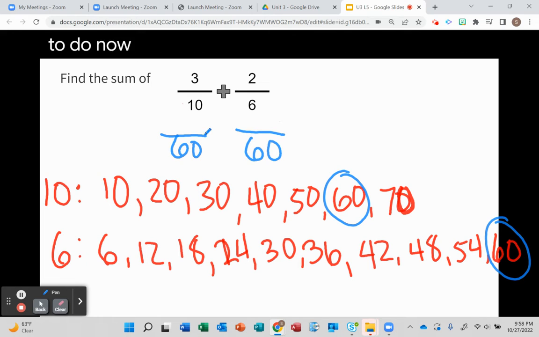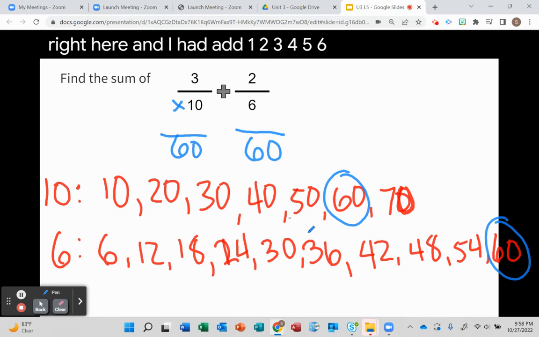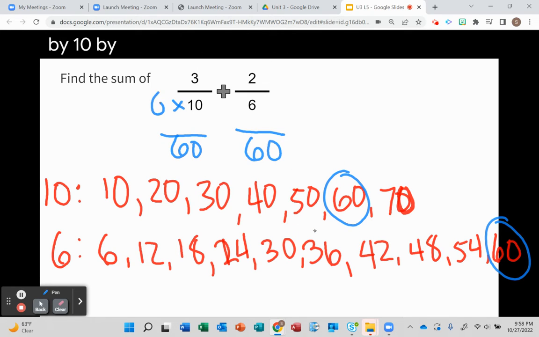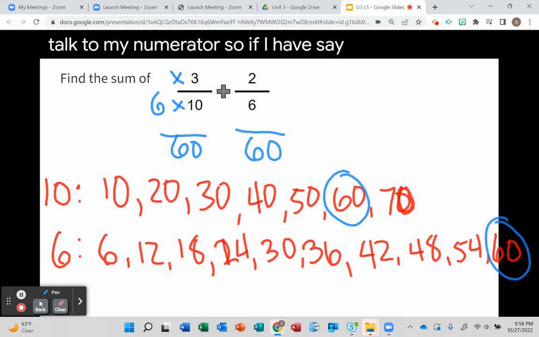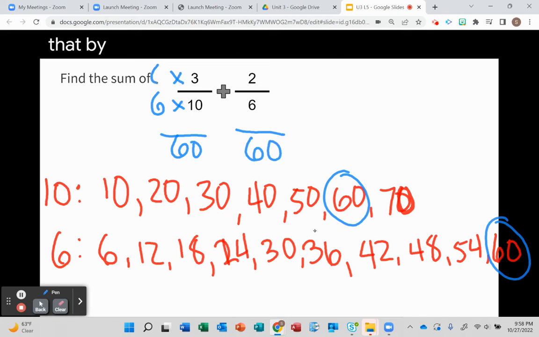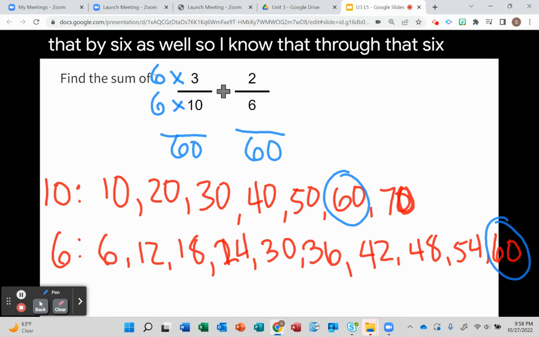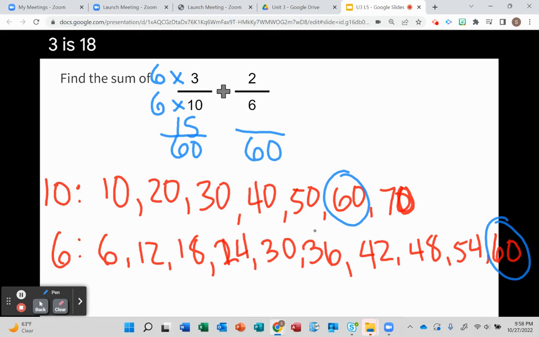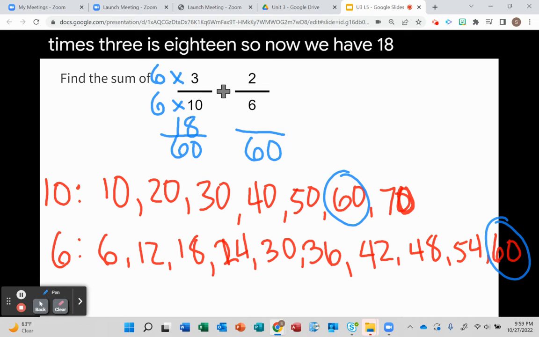So what I have to think about is, what did I multiply 10 by to get to 60? I can use this chart right here, and I had 1, 2, 3, 4, 5, 6. Okay, so I multiplied my 10 by 6 to get to 60. I have to do the same to the top, to my numerator. So if I have 3, I want to multiply that by 6 as well. 6 times 3 is 18. So now we have 18/60.